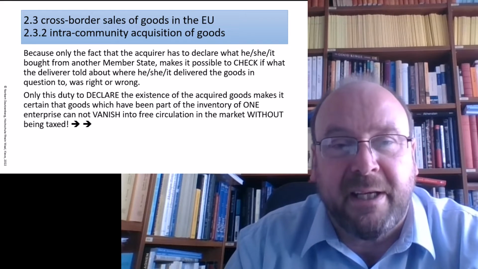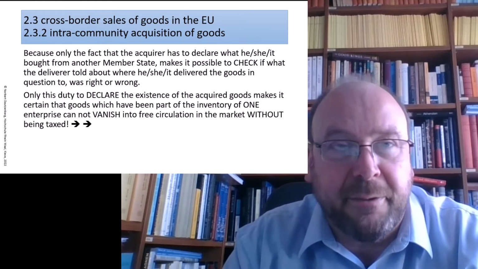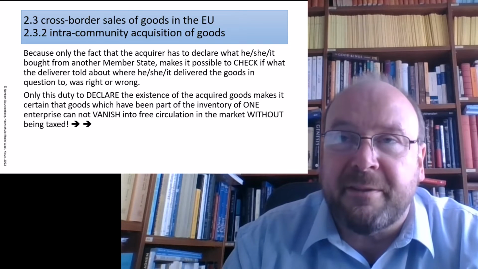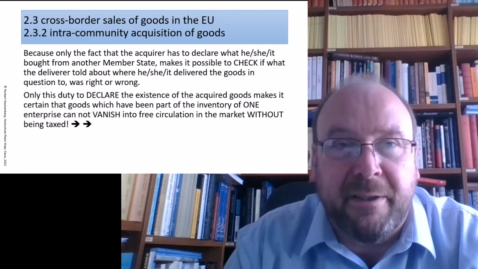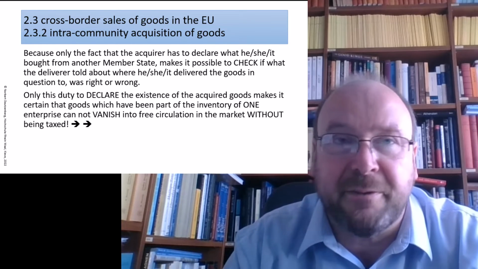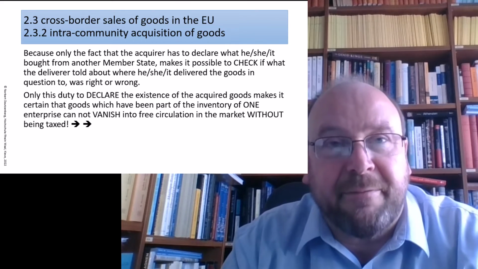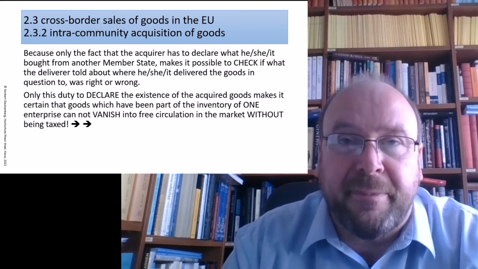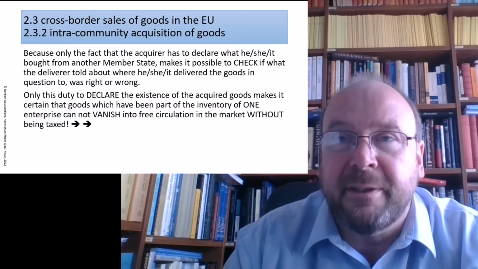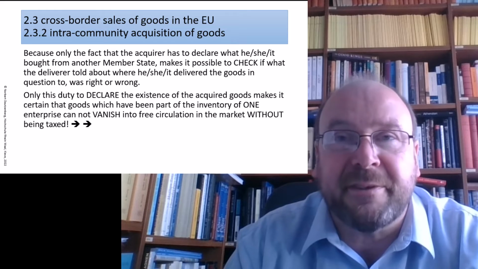You could also have the deliverer cheating, selling the goods free of tax to somebody living in France, but telling the fiscal authorities my buyer was somebody in Germany, trusting that the fiscal authorities of France cannot go to Germany and check the situation. For this reason, you have that system that in Germany, the buyer has to declare the acquisition, so that then the fiscal authorities of France can contact the fiscal authorities of Germany.